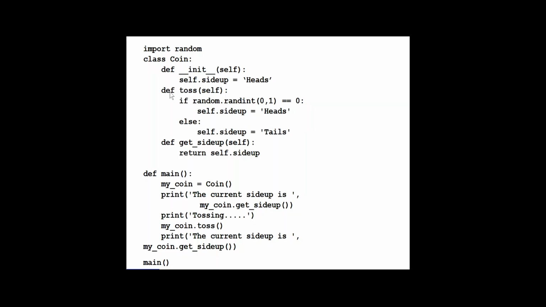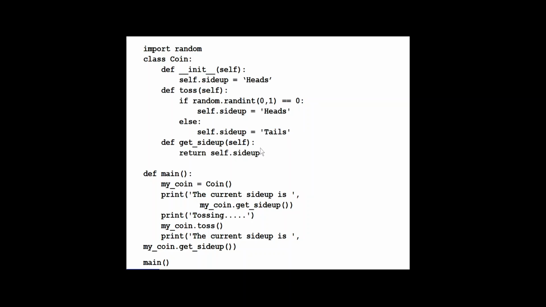Then you need to simulate the toss itself. So you need to create a method for it. You can give it any name, or you can just call it toss, and you have to pass also the argument and create the parameter self, so that you can access the side up and manipulate it. Now we can use a random process to simulate the toss. If it is 0, we can assign it heads. If it is 1, otherwise, that means else, it would be tails.